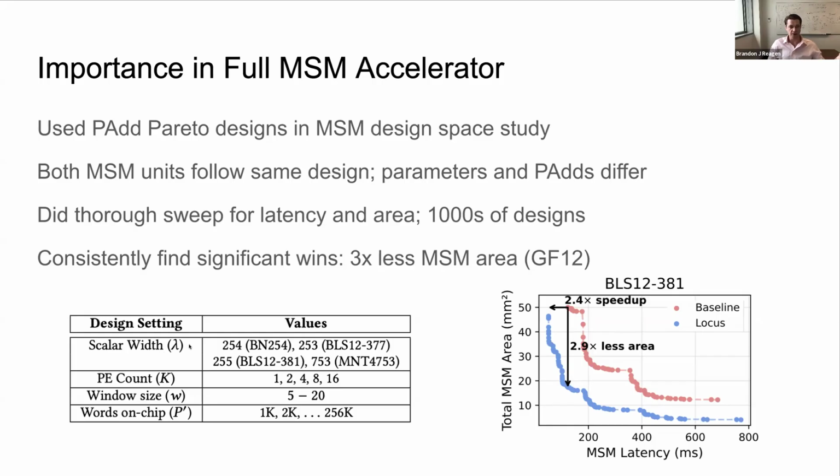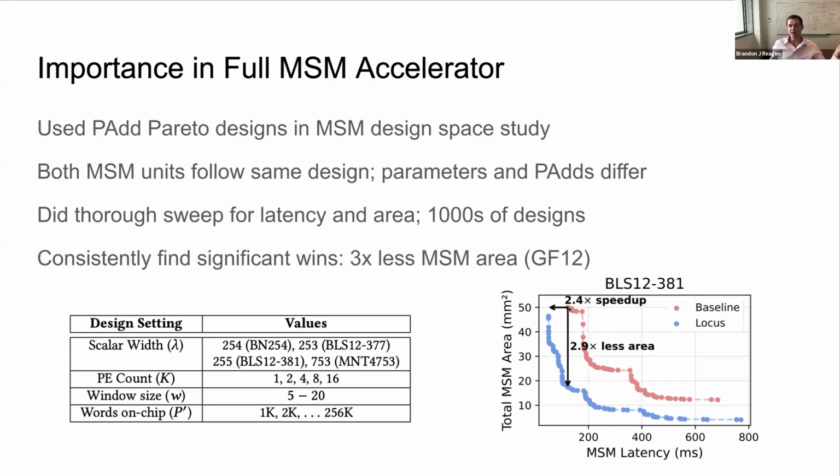We considered a bunch of different scalar widths. I'm only showing BLS12-381 here. We varied the PE count, so basically how many cores you have for your MSM unit, the window size, how you chunk your scalar, and how large your on-chip memory is. Those are the things we did. We swept thousands of designs for area and latency, plotted the Pareto frontiers, and these are some results for BLS12-381. You can see the baseline design is in red here, Locus is in blue, and we consistently get substantial performance benefits using Locus just by optimizing the point add alone.